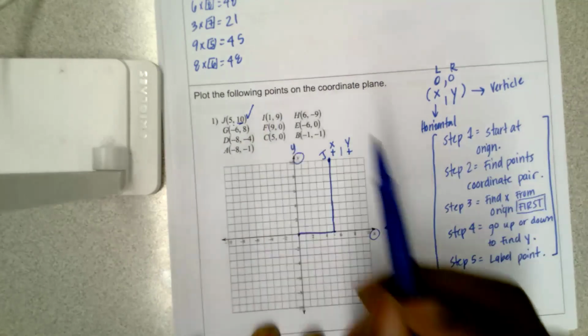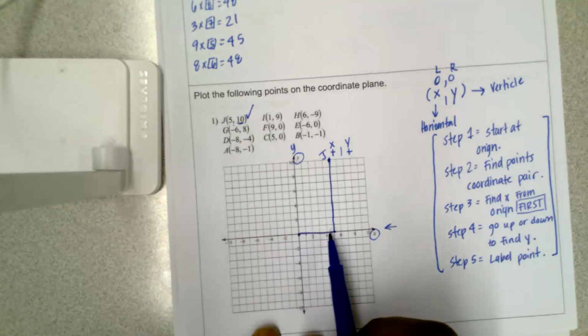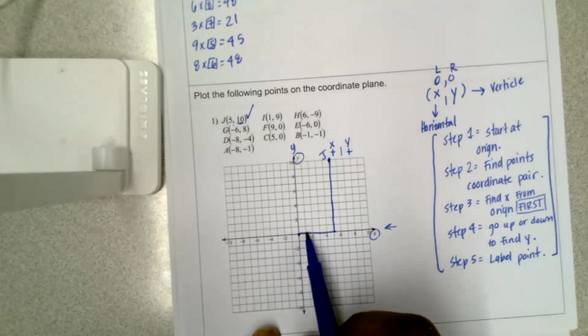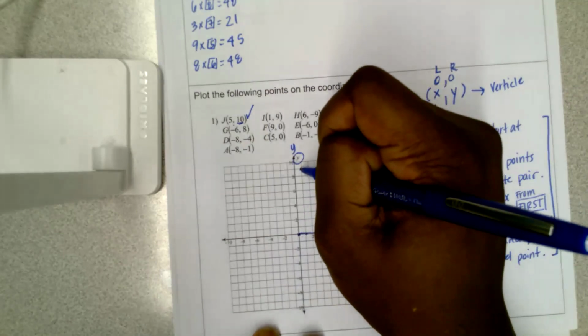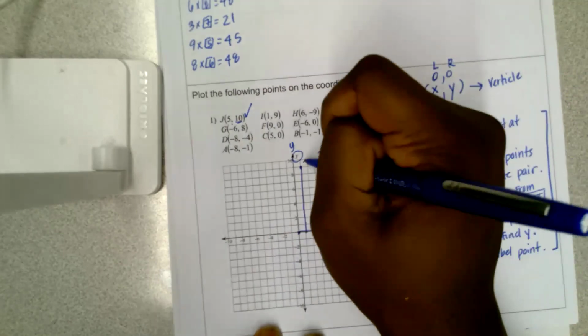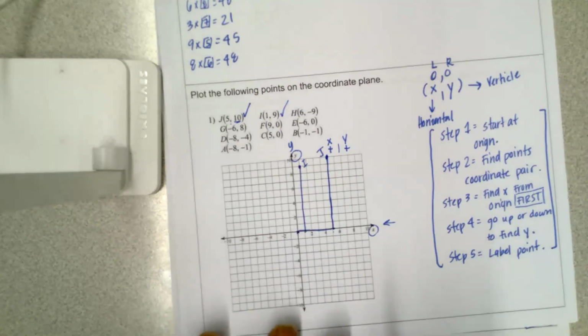Now we're looking for I. Start at the origin, go to 1. I know it's going up by groups of 2. So I know between 2 and 0 is 1. So positive 1. And then I'm going all the way up to 9. And I want to label it. And I want to check it off to let me know that I'm done.